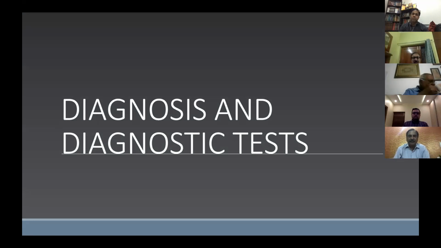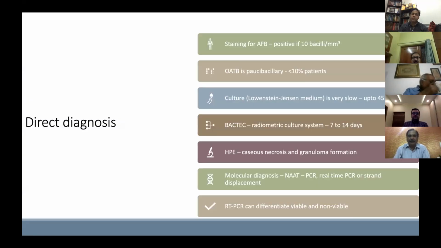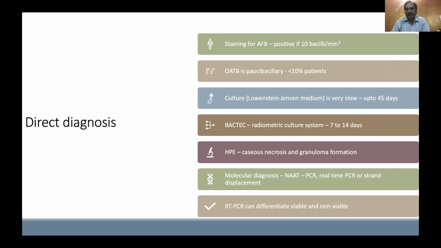About the diagnosis and the diagnostic tests, direct diagnosis is possible by a smear with staining for AFB. You can see it if there are more than 10 bacilli per cubic millimeter. That's very unusual because we know that osteoarticular tuberculosis is a paucibacillary kind of disease. So it is very uncommon to find the bacteria, and still many centers, particularly when they don't have many facilities, would like to aspirate the joint and subject it to the smear.